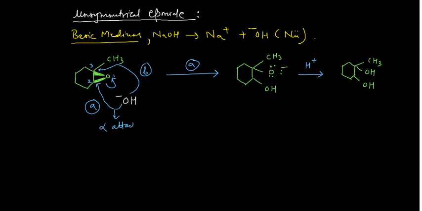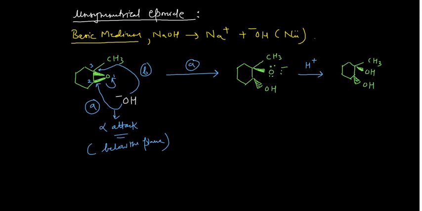However, this terminology you will not find in the textbook, but I am explaining it to you. Alpha attack means below the plane. When it attacks below the plane, in the final product it will also remain below the plane, and this, which I have already told you was above the plane. When you do the protonation, this would remain below the plane and this will come up above the plane.